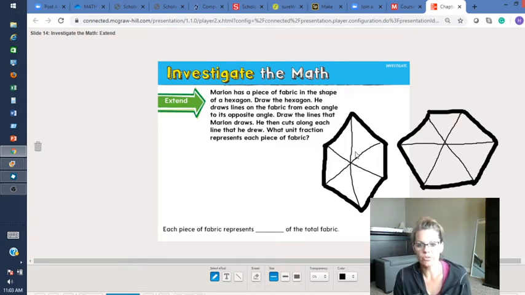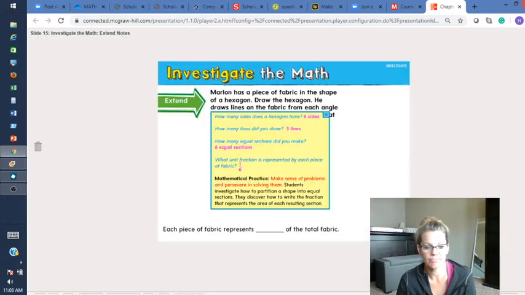What unit fraction represents each piece of fabric? So how many pieces did he break that into? There's 6 pieces, right? So each piece of fabric represents 1/6 of the total fabric. And how many lines did he draw? Just 3, right? Because half of 6 is 3. So each angle went to the opposite angle, so we only had to draw 3 lines and broke it into 6 pieces. Good. Good job.